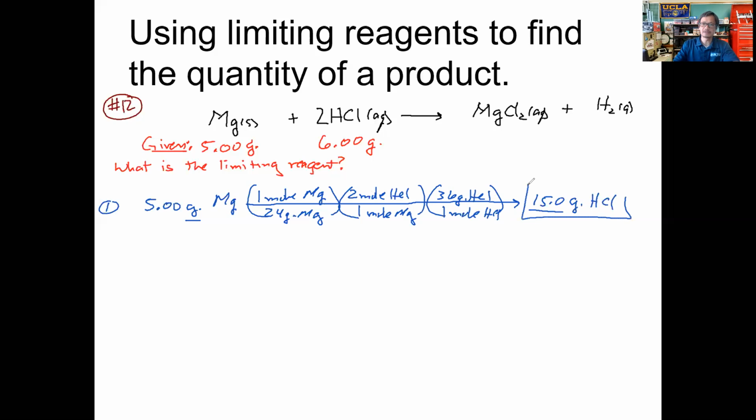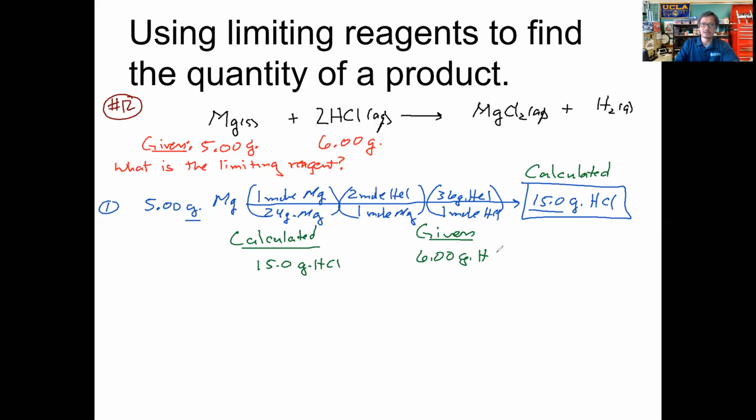grams of HCl. Let's understand this. This is our calculated amount of HCl. What do we need to do now? We need to compare this calculated amount to the amount that's given right here. The calculated amount is 15.0 grams of HCl. The given amount of HCl is right here, which is 6 grams of HCl. Which number is bigger? The calculated number is bigger.